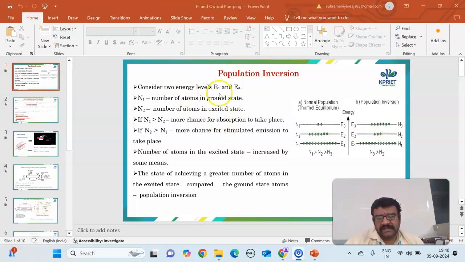Consider two energy levels, E1 and E2, where N1 is the number of atoms in the ground state and N2 is the number of atoms in the excited state. If N1 is greater than N2, there is more chance for absorption to take place, whereas if N2 is greater than N1, there is more chance for stimulated emission to take place. As I said earlier, this is the condition required for achieving laser action. So the number of atoms in the excited state is increased by some means. The state of having a greater number of atoms in the excited state compared to the ground state is called population inversion.